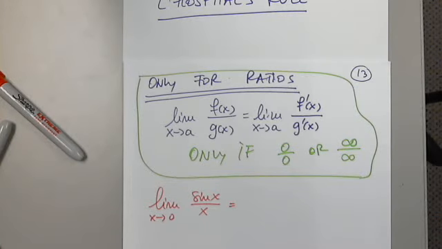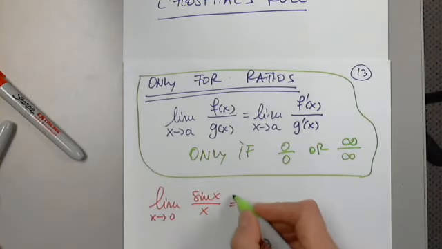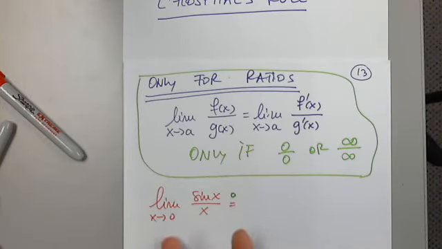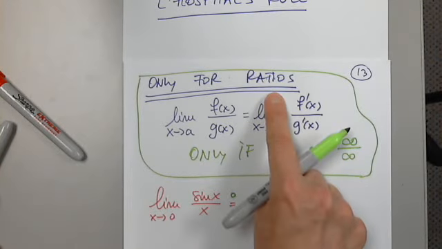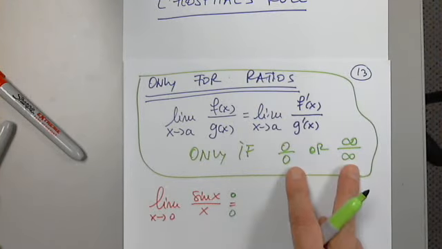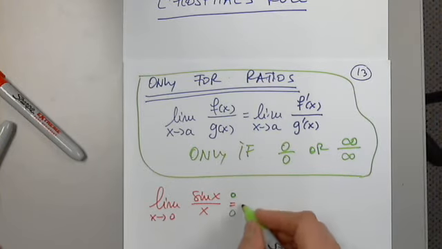Okay, so please plug in 0 at the top and tell me what you get. 0. Good. Plug in 0 at the bottom, tell me what you get. Good. Is it a ratio? Yes. Is it one of these two indeterminate forms? Yes. I can apply L'Hopital's rule. So limit as x approaches 0.